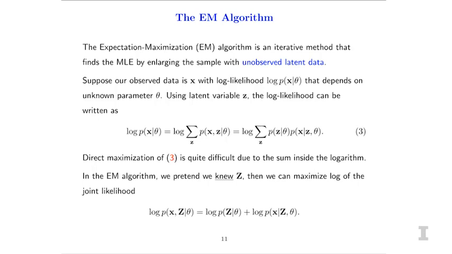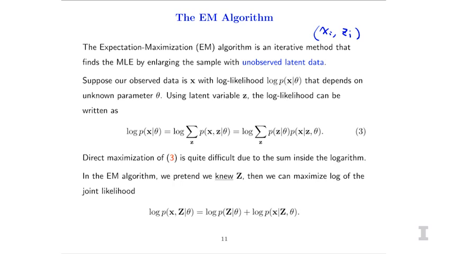The EM algorithm is an iterative method that aims to find the MLE by enlarging the sample with unobserved latent variables. For example, for the two-component Gaussian distribution, we observe xi, and then we propose an iterative algorithm where we try to utilize a latent variable zi, which indicates which component xi is from. We don't observe zi, we only observe xi.